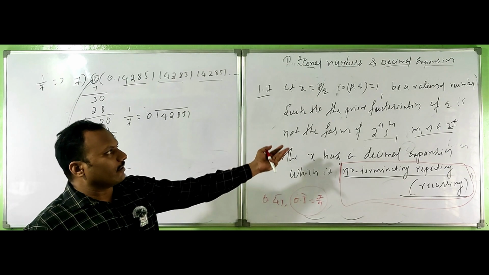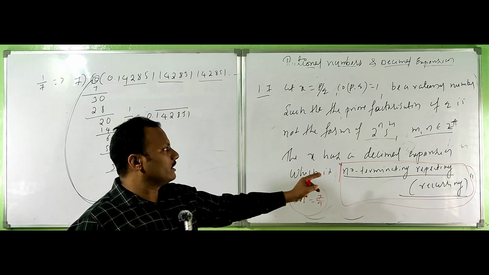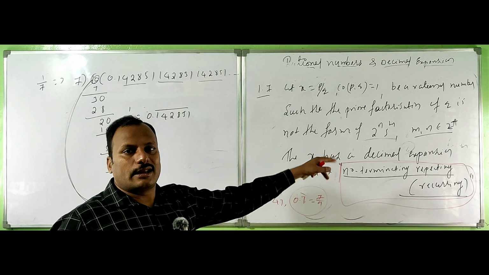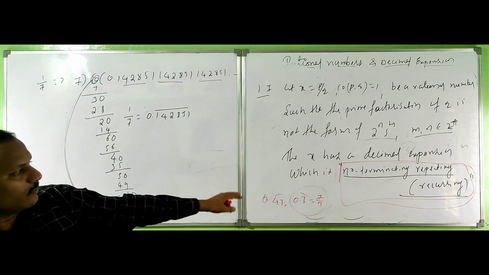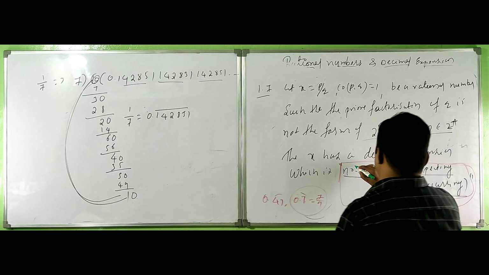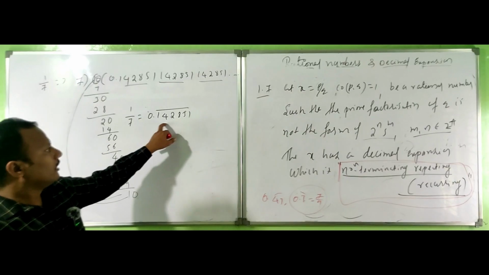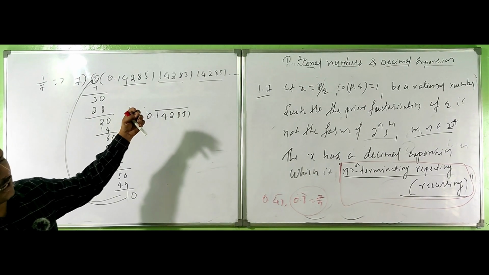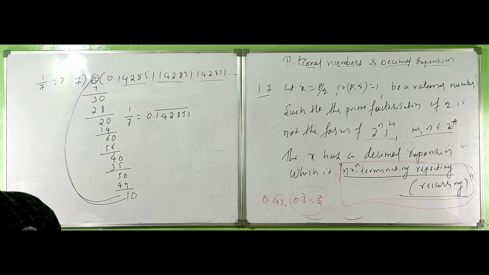If x is a rational number of the form p by q, where p and q are co-primes, such that the prime factorization of q is not of the form 2 to the power n and 5 to the power m, where n and m are non-negative integers, then x has a decimal expansion which is non-terminating and repeating: 14285, 14285, 14285, infinitely many times. That is the theorem. Repeating means recurring.